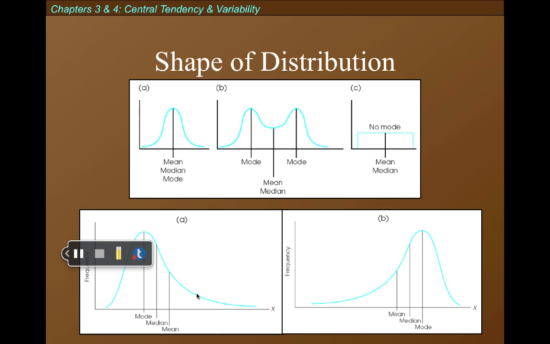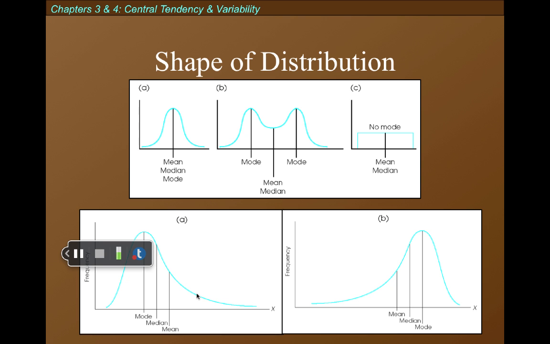So look at diagram A here. The mean and the median and the mode are all the same. In B, we have the bimodal with two different modes, and the mean and the median are the same in both of these. They're right in the middle. And then in diagram C, which is really weird, every score is the same. So the mean and the median are the same, and there is no mode because all the scores are the same.